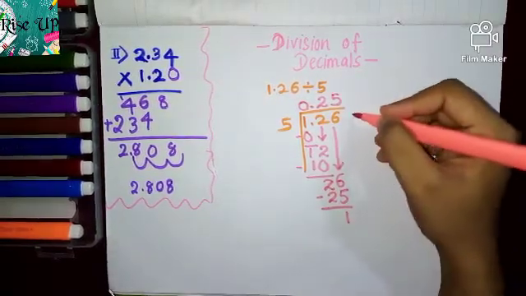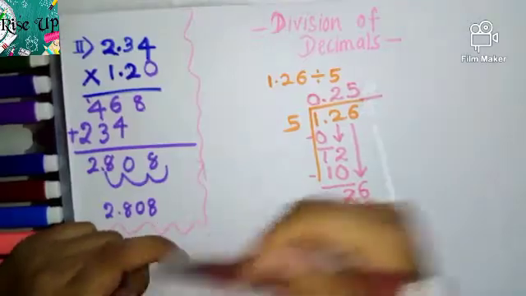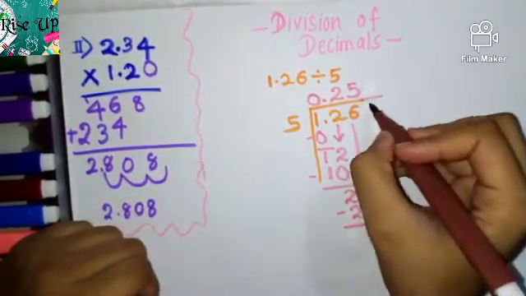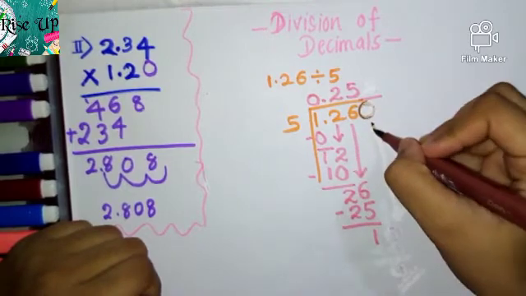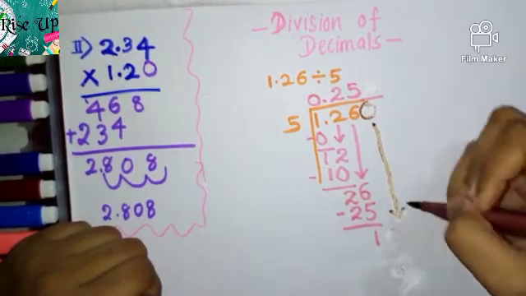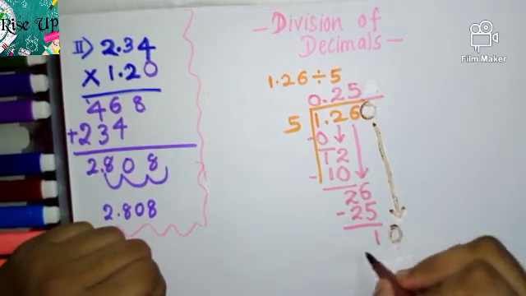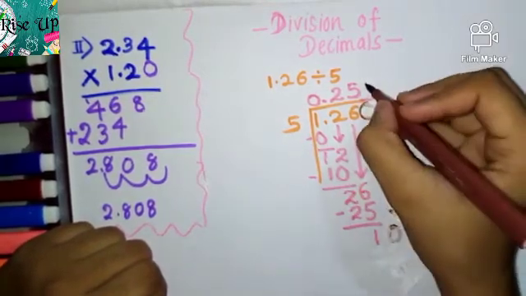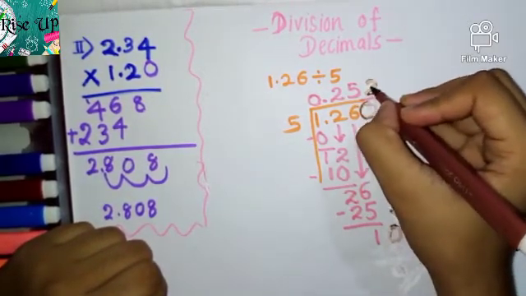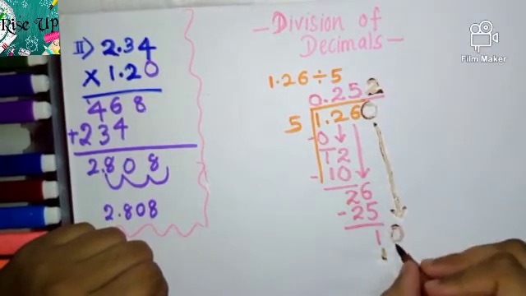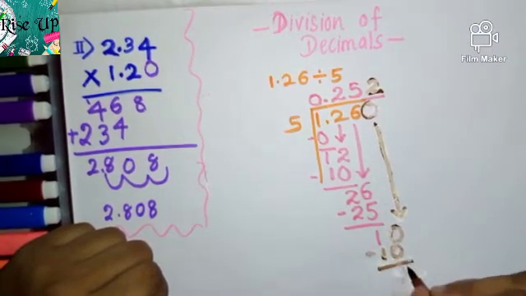Now, after this, there are no numbers given. Therefore, we are going to put a 0 here and take that 0 down and it becomes 10. Now, inside 10, how many 5s are there? That is 2 because 5 times 2 is 10. So, 5 times 2 is 10, multiply and write it here. 10 minus 10 is 0.